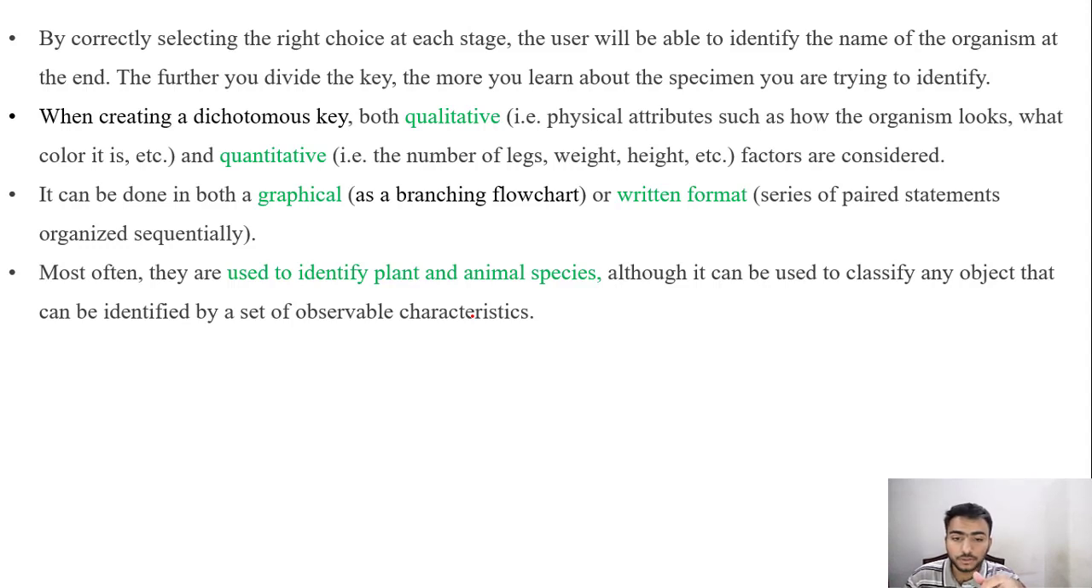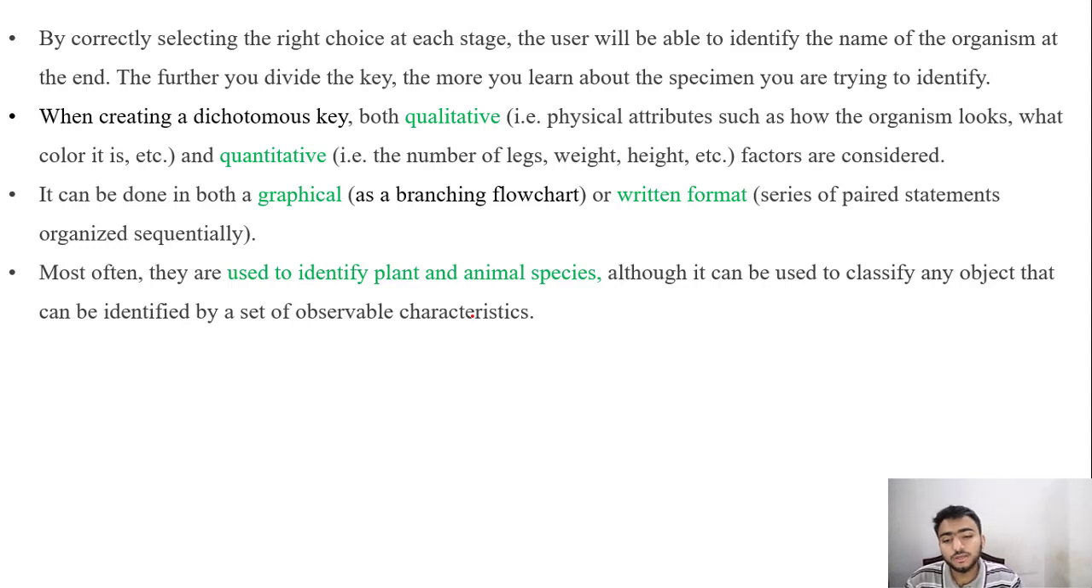The type of fur, we can say, or the contrasting qualitative characteristics, and then quantitative characters, the number of legs, for example, its height, are the factors that are considered. Then it can be done both in a graphical form, so for example a flowchart, or a written form as well. So written format may be an easy way to present this on paper.